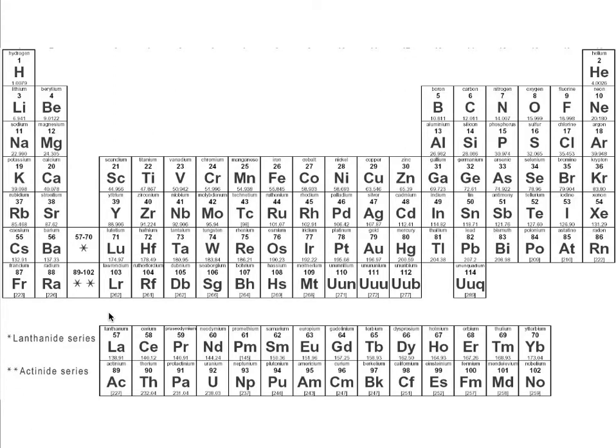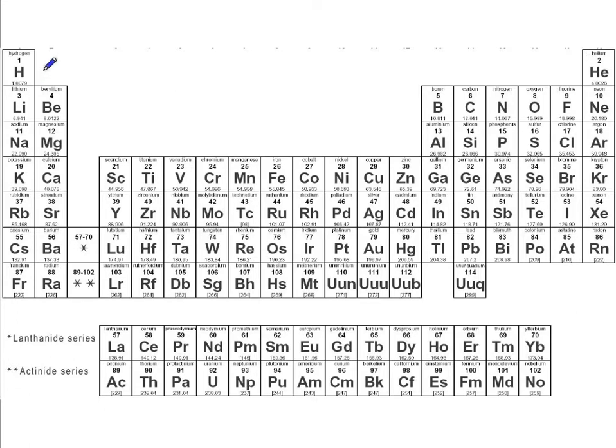There are 18 columns to the periodic table. Hydrogen is the first one, 2, all the way over to this one that starts with helium. This is the 18th group, so you may want to go ahead and number those.